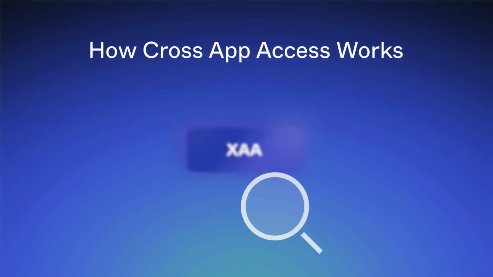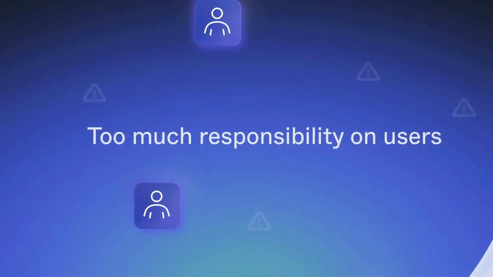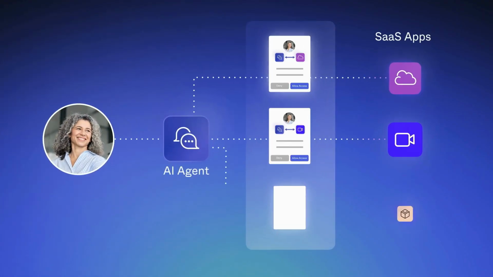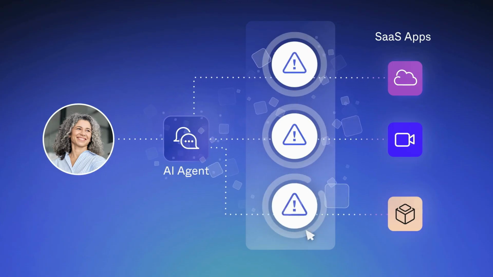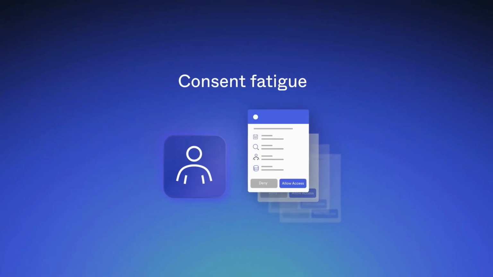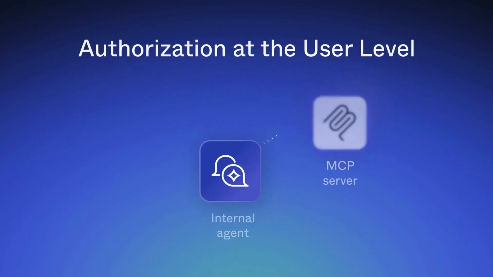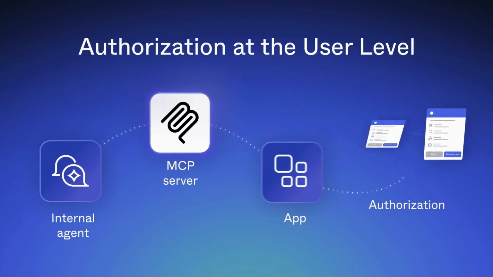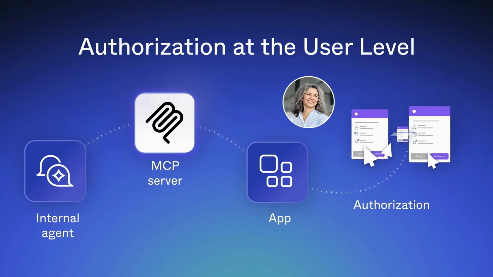Let's look at how cross-app access works, first with a closer look at the problem. Today's consent model puts too much responsibility on users. When Jane logs into her SaaS apps, every integration prompts for consent, and every yes can expose data. The result is consent fatigue for users and blind spots for IT. Even when enterprises use MCP to connect internal agents and systems, authorization still happens at the user level, relying on user consent and scattered app approvals.